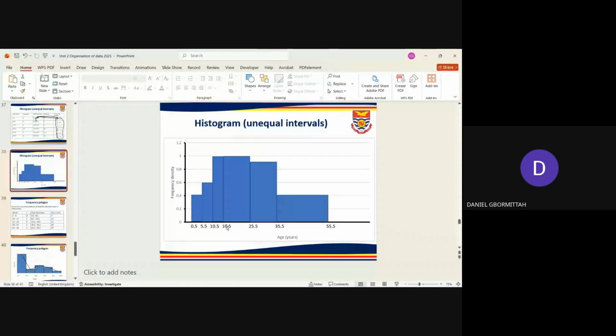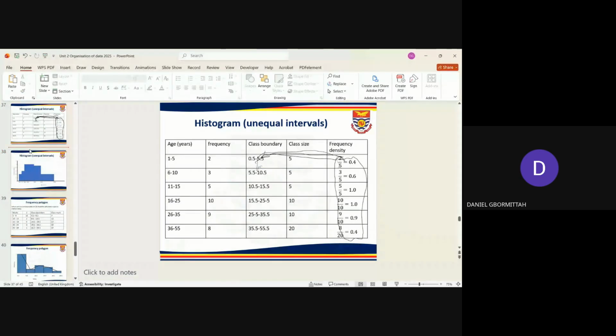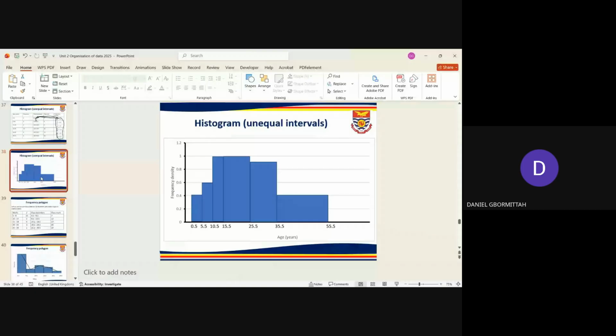Yes. 25.5 minus 15.5, the number of people here is also 10. Whereas for the other one, the number of people is 5. Are you getting it? So it's the class size that tells you how big the bar should be, how wide the graph should be. Please, did you get that? This is the class size that tells you how wide the graph should be. Is that okay? Yes, please.